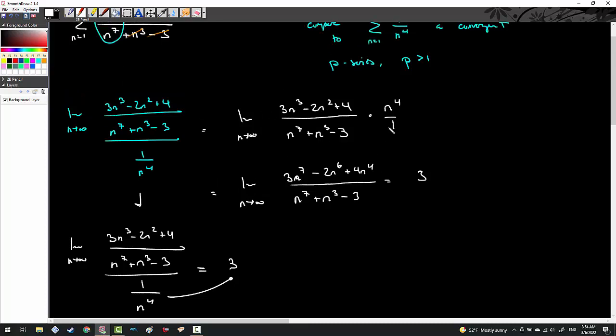So because 3 is finite and positive, we can conclude then that the summation from n equals 1 to infinity of 3n cubed minus 2n squared plus 4 over n to the 7th plus n cubed minus 3 converges by limit comparison.